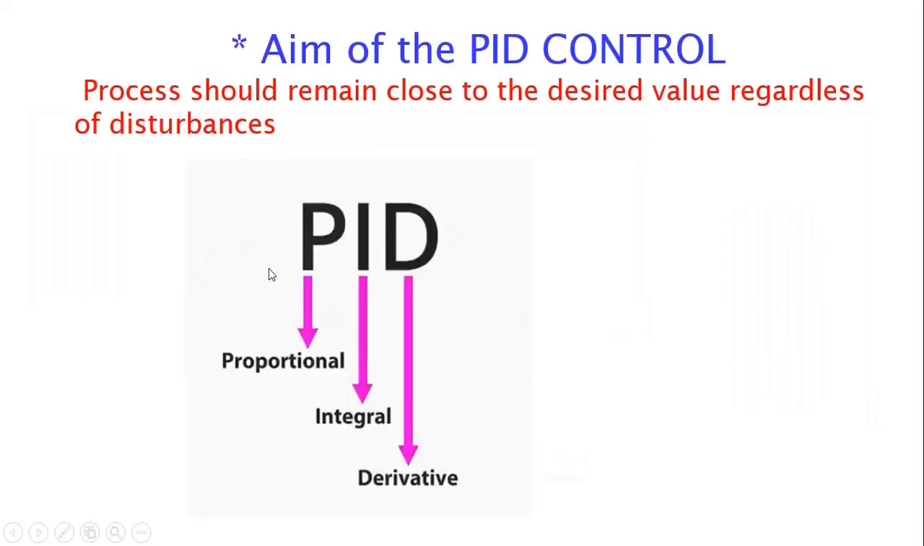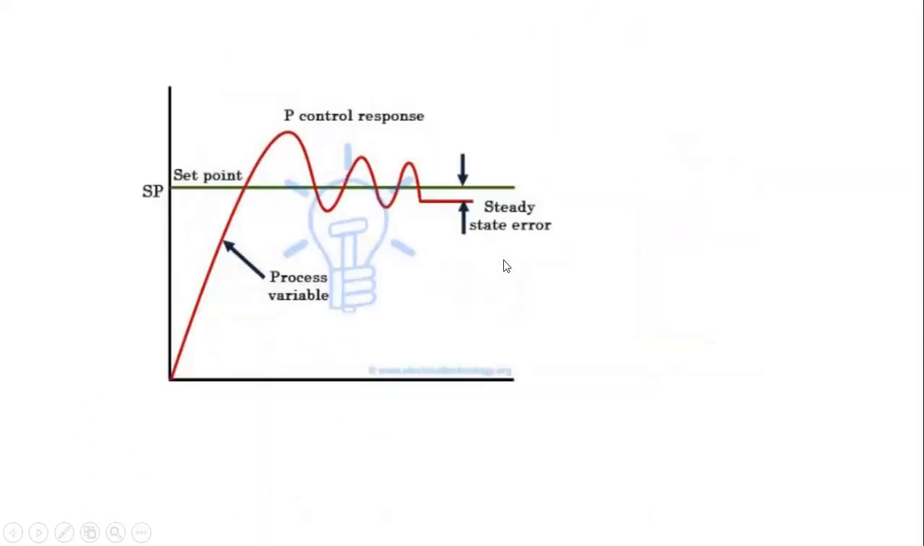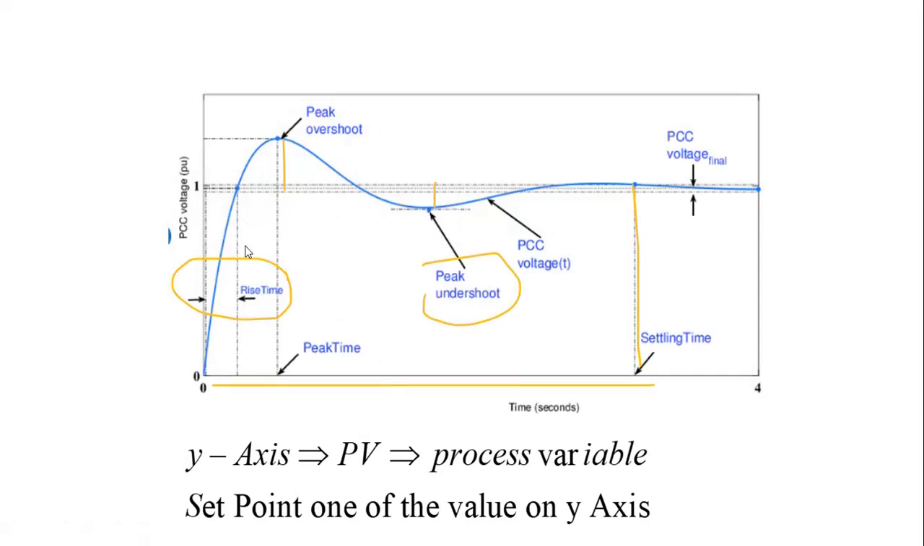PID is nothing but proportional integral derivative. That we have all seen. What happens when we use only the P control system, that also we have seen. There will be some steady state error when we use only the P control system. Again, some terminology we have seen. This is the rise time, this is the overshoot, this is the undershoot, this is the settling time, and this time shows the set point. This all we have seen.